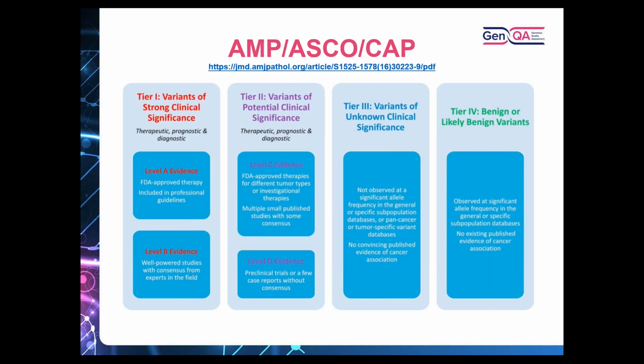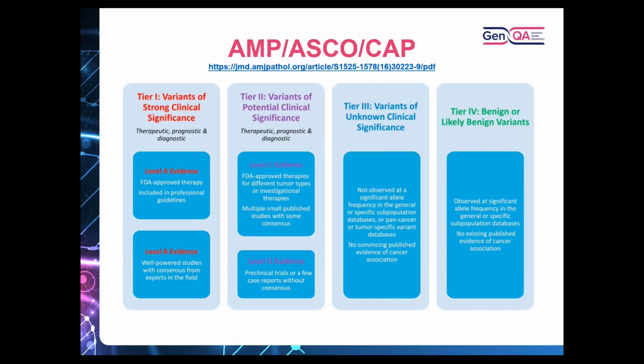Level D evidence tends to be biomarkers that show plausible therapeutic significance based on preclinical studies, and this may come from functional studies only or isolated studies with preclinical trials, but no absolute consensus within the literature.